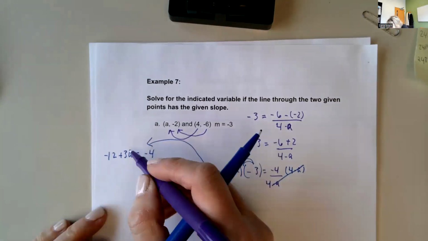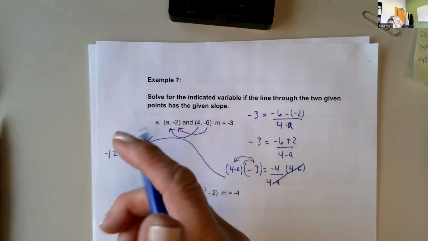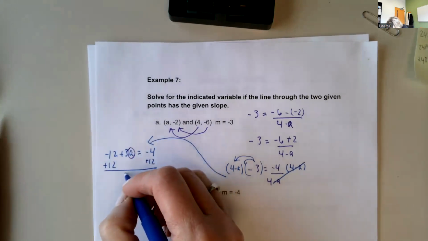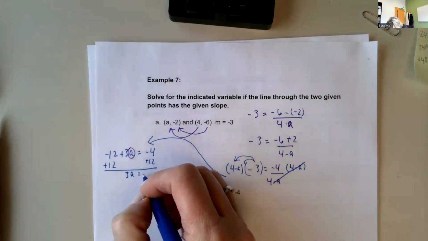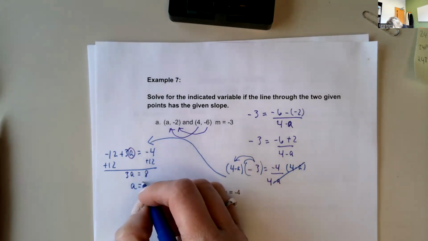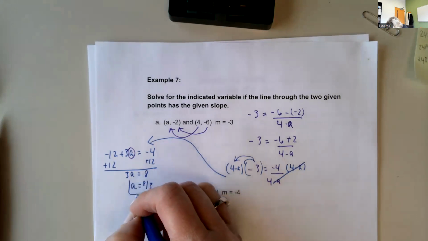Now, it may be a little bit easier to solve for A. If we add 12, 3A equals 8, and then divide by 3, we get A is 8/3.